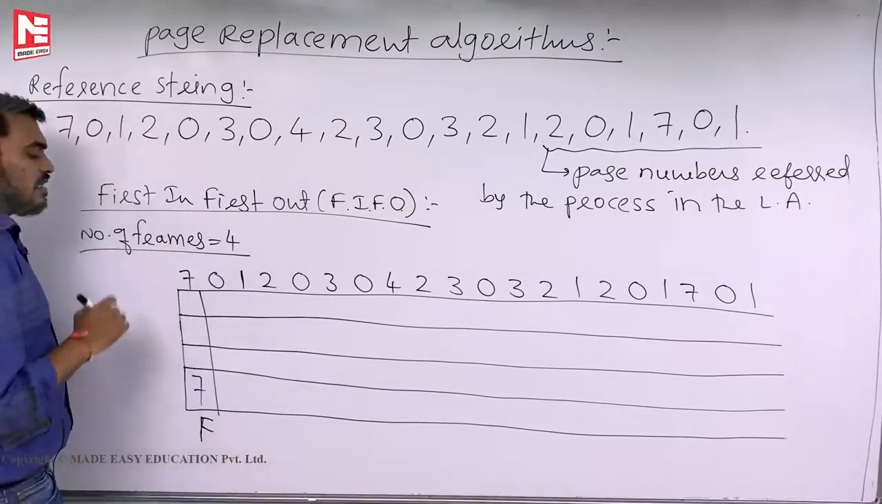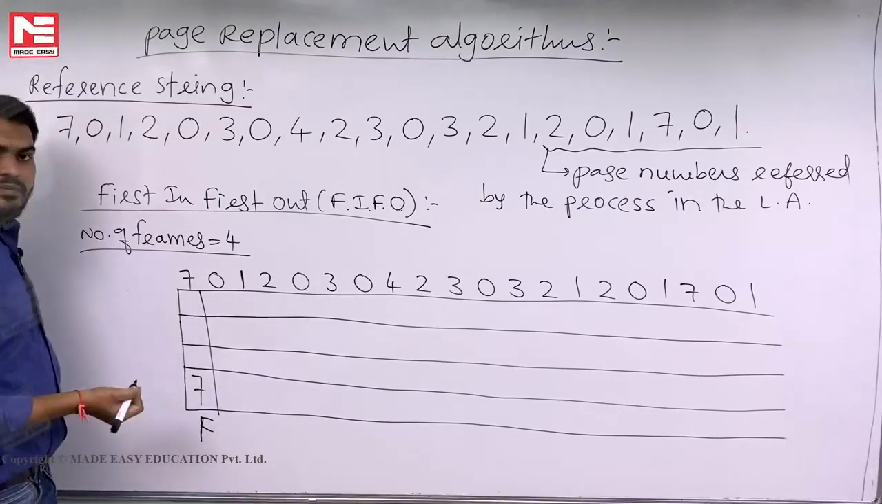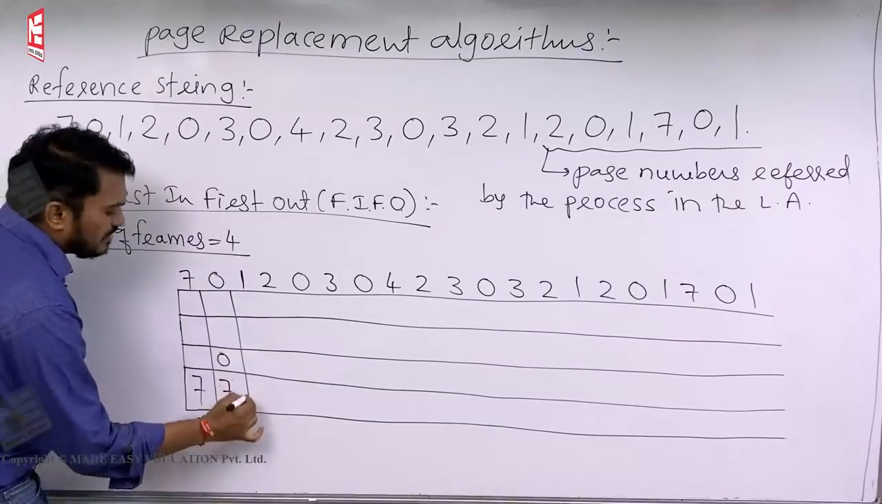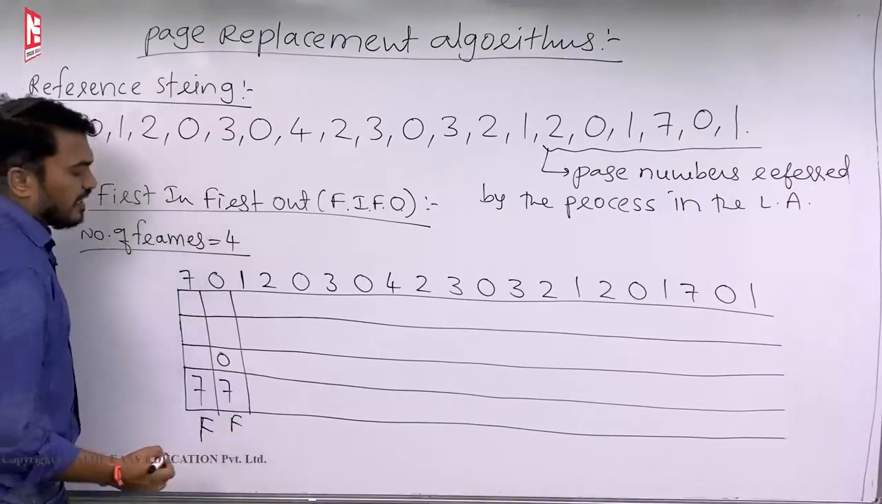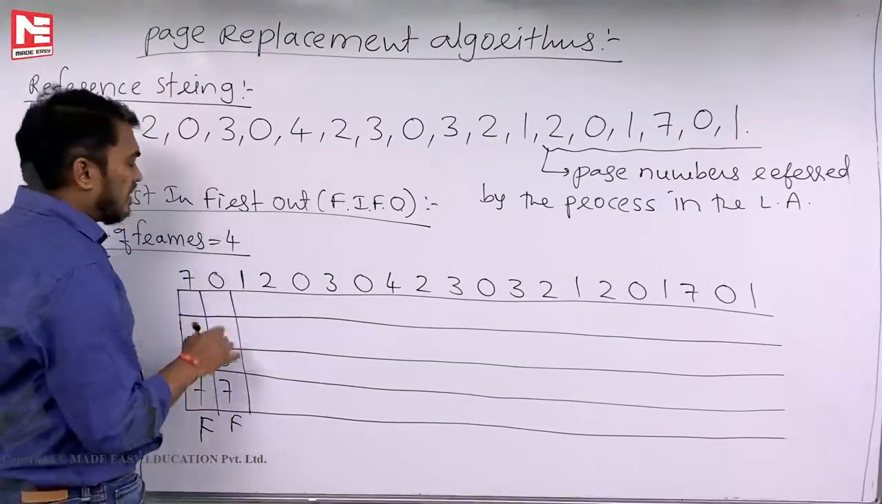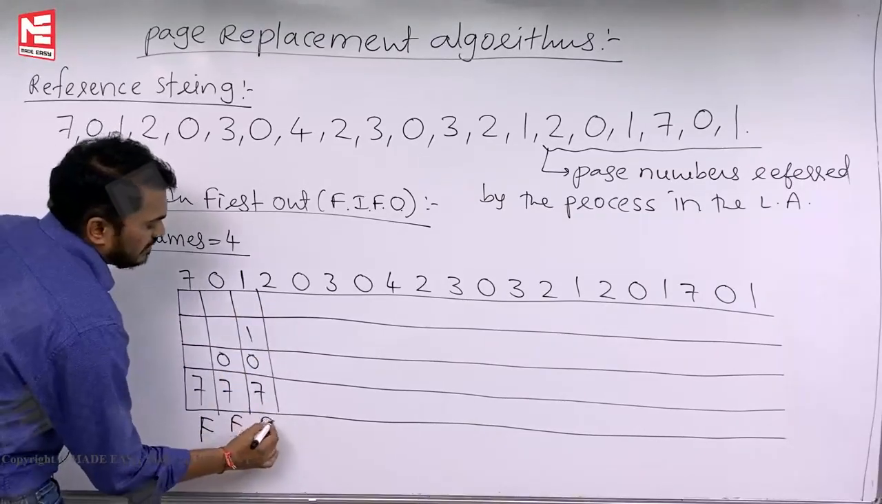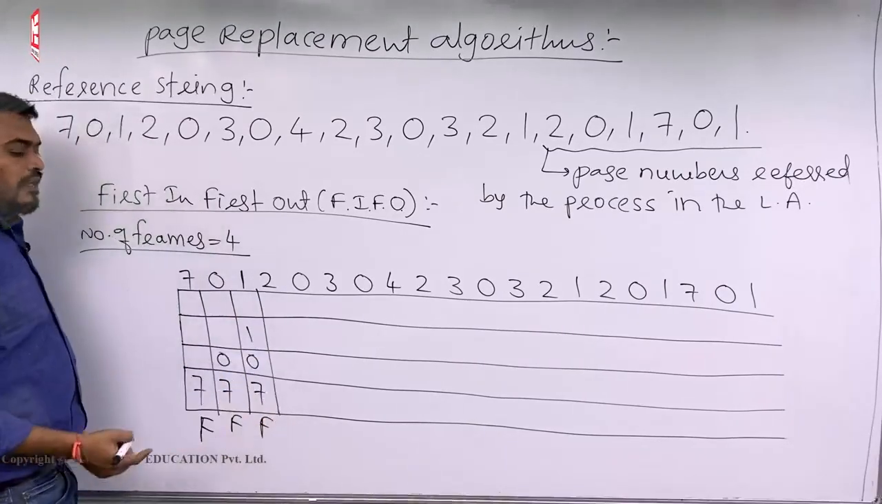And next is what here? 0. So 0 is also not available initially. So that will be loaded into the next frame here. And remember that is also considered as a page fault. So write that as F. And next is a 1. 1 is also not available. We load that into the next frame here. So remember that is also called as a page fault. Page fault है तो क्या लिखो? F लिखो.